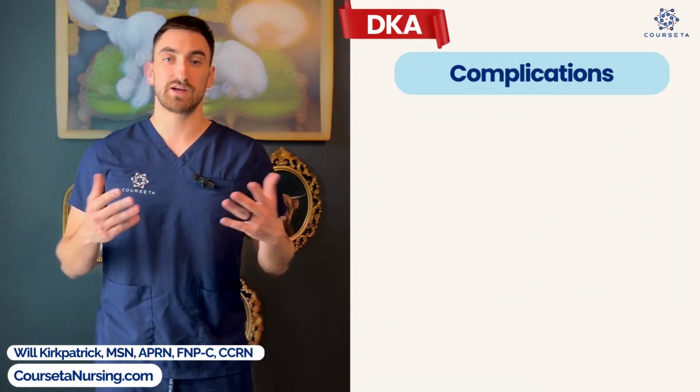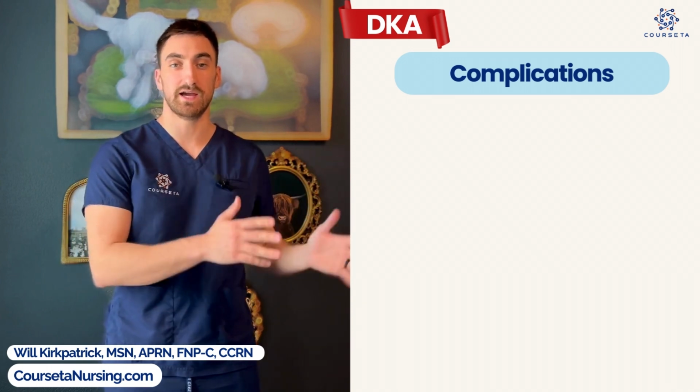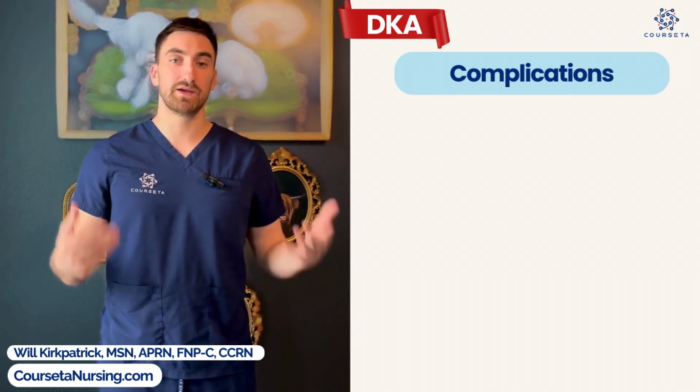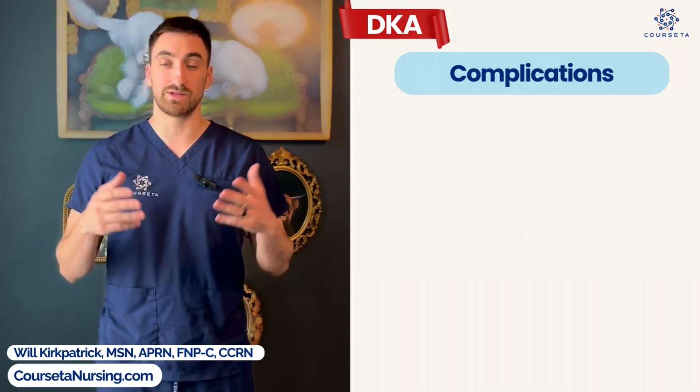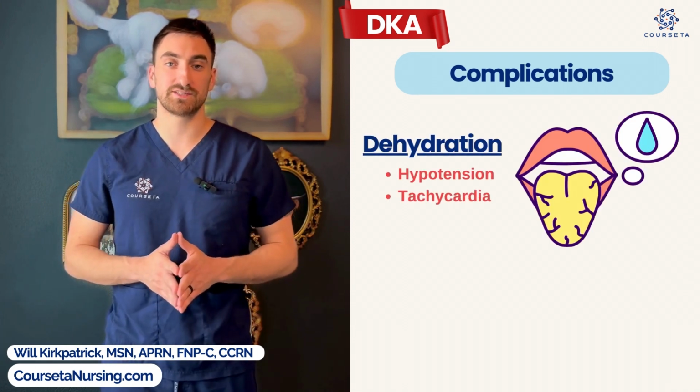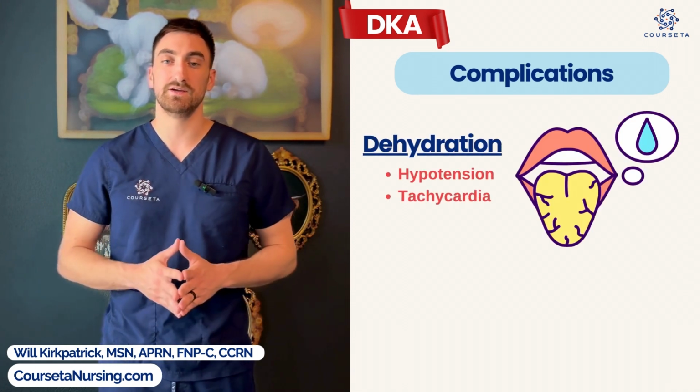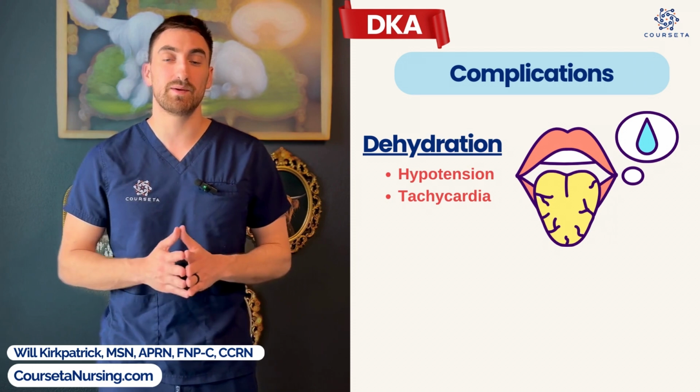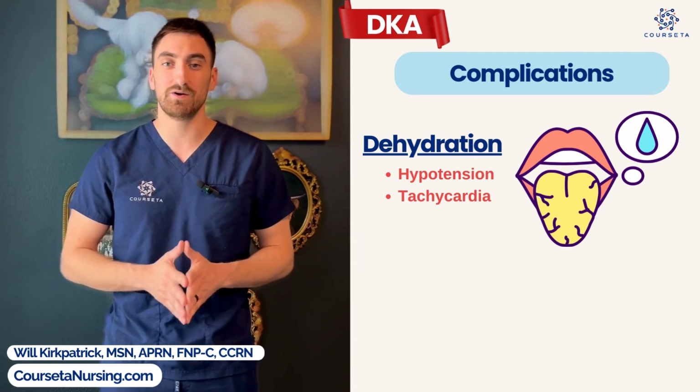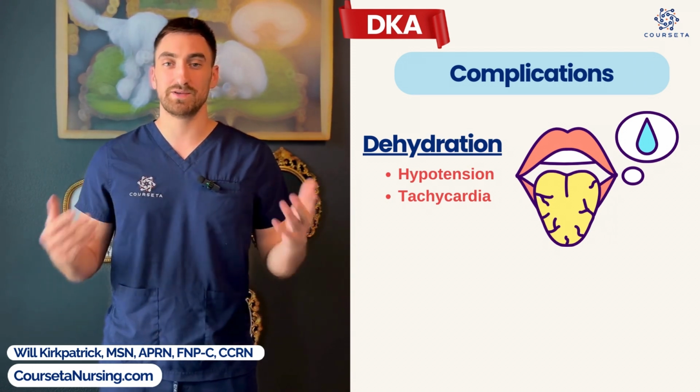Now going over to complications. So let's first start with diabetic ketoacidosis. So the big complication that you want to look out for is related to dehydration. And of course, that's tachycardia and hypotension. But another one that's really important to remember, and the NCLEX loves asking about this as well, is the association with potassium.